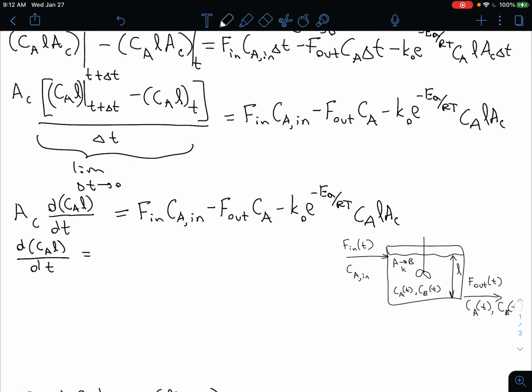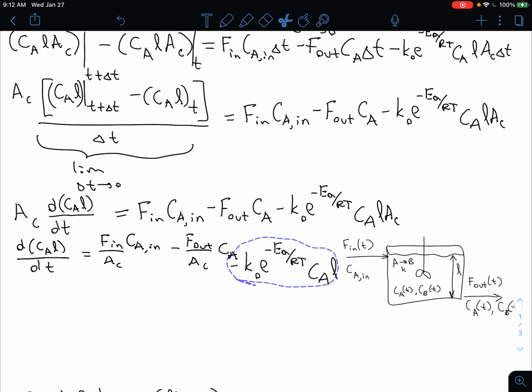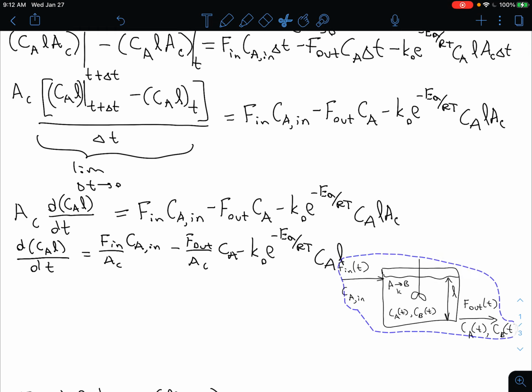We're going to say this is F in CA in over AC minus F out over AC, CA. There's already a CA here. So this term can carry over, dropping the CA. So I'll just move this diagram a little bit.